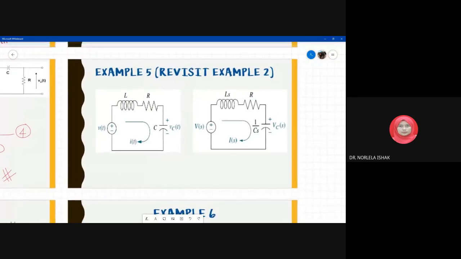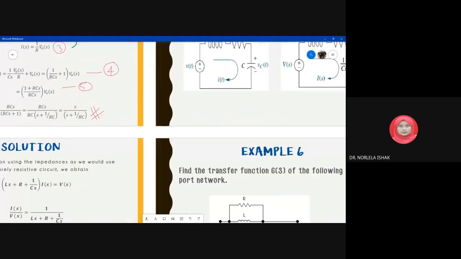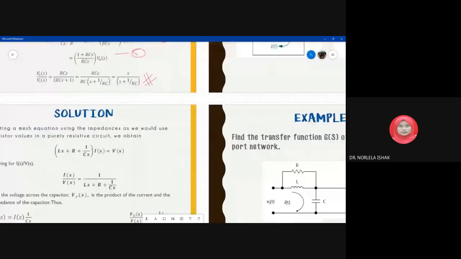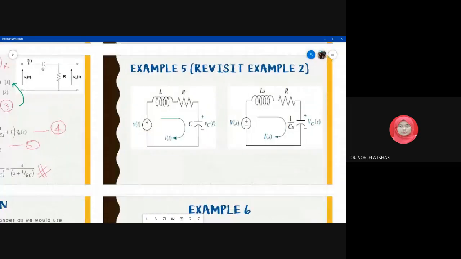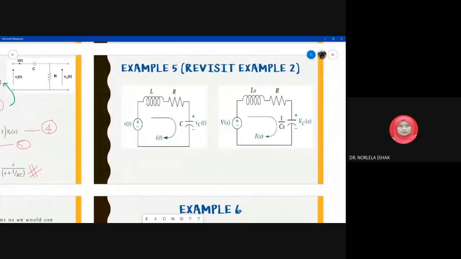Okay, so this one is example 5. Let's say we revisit our example number 2. This is the solution from that circuit. From here, this is the impedance, the equivalent impedance circuit, meaning this is the impedance for the resistor, and this is the impedance for the capacitor.